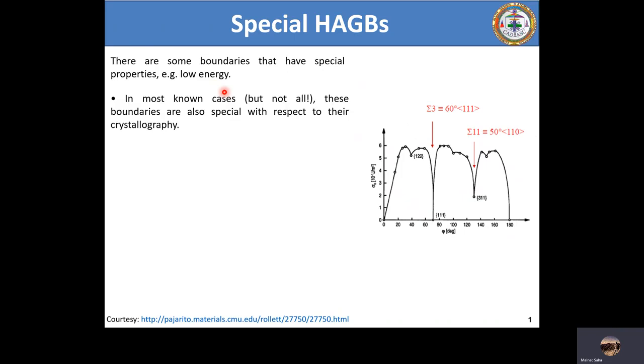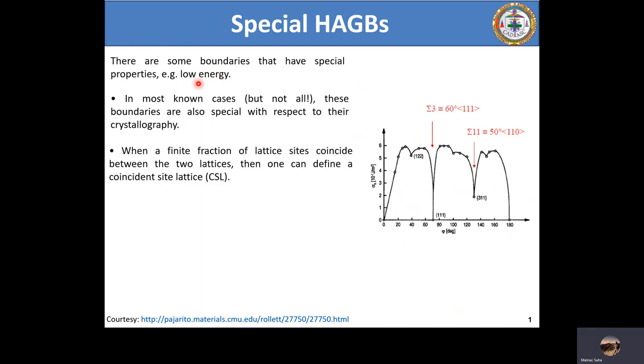If we look deeper, in most cases, but not all of course, these boundaries are also special with respect to their crystallography. This crystallography is ultimately responsible for yielding low energy to these boundaries. When we look into that, what we see is that when a finite fraction of lattice sites coincide, this is one of the models. This is the CSL model, as we can see from here. This is one of the models which has been devised in order to describe the special high angle boundaries.